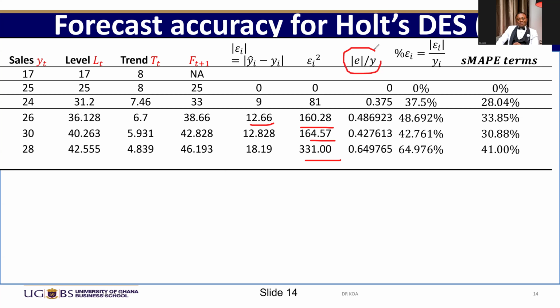Take the error and divide the error by the actual. So as an example, take this error here. You divide this error by the actual value. 0 divided by 25 is going to be 0, so nothing there. Let's take the next one. The next one is 9. 9 divided by 24. If you take your calculator, check it. What is 9 divided by 24?